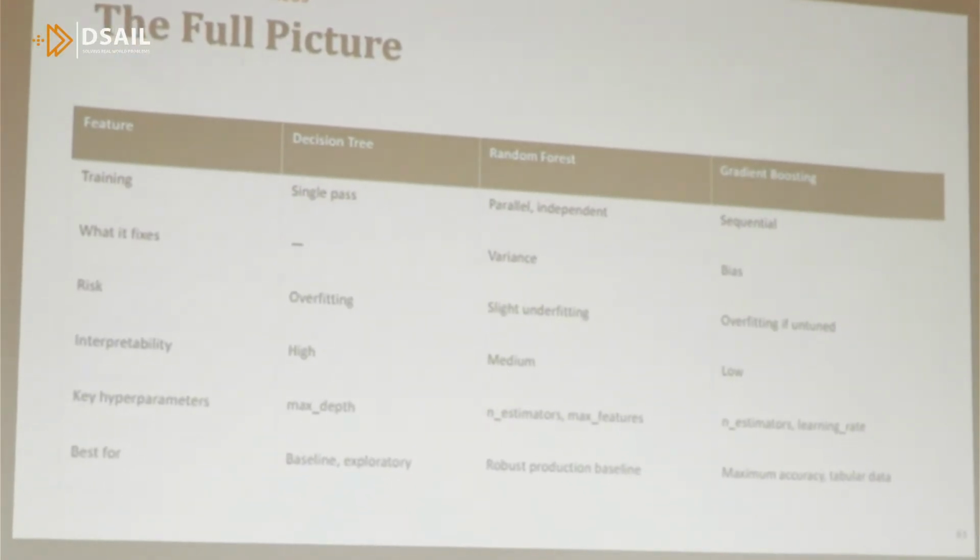Interpretability: a decision tree is high because it's logical at each step. Random forest is medium, because each tree makes its own decision, then you get the majority vote, so it may be hard to get interpretability. Gradient boosting is low because it operates somewhat like typical neural networks, since you're learning on the residuals, the errors. So yeah, key hyperparameters are maximum depth and number of estimators.